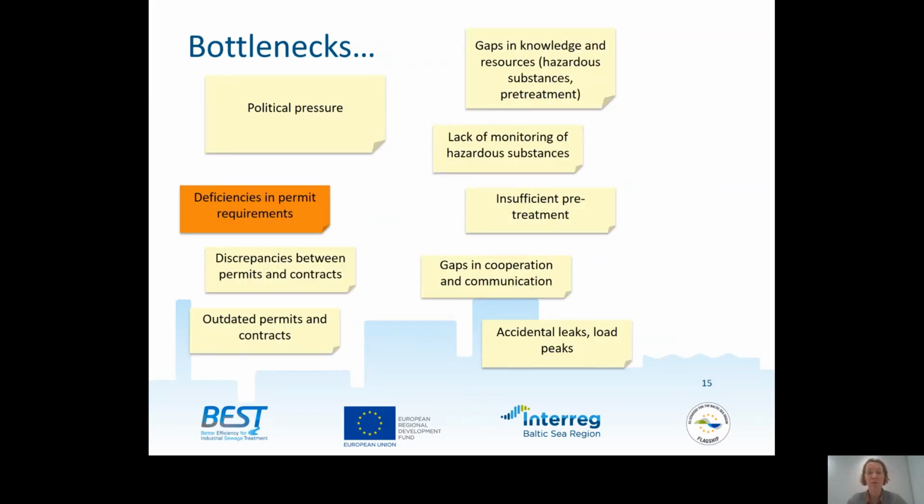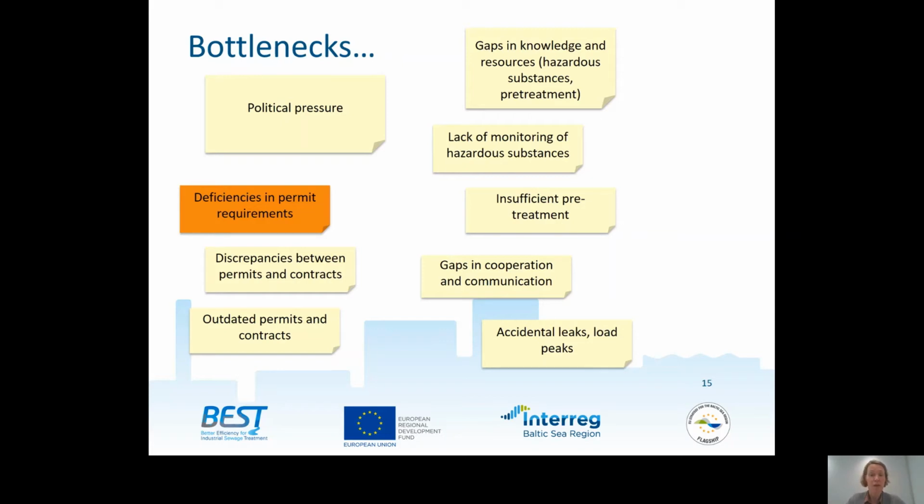Based on the issues handled in this work, several bottlenecks were found. For permits and contracts, we can say that there are deficiencies in permit requirements in some countries, for instance, Estonia, Latvia, and Lithuania. Environmental permits should include emission limit values for polluting substances, but seem to be lacking in some cases. There are also differences in requirements in permits and contracts. These might have been issued at different times, and thus limit values or monitoring requirements might differ, which is really challenging for the municipal wastewater treatment plant.